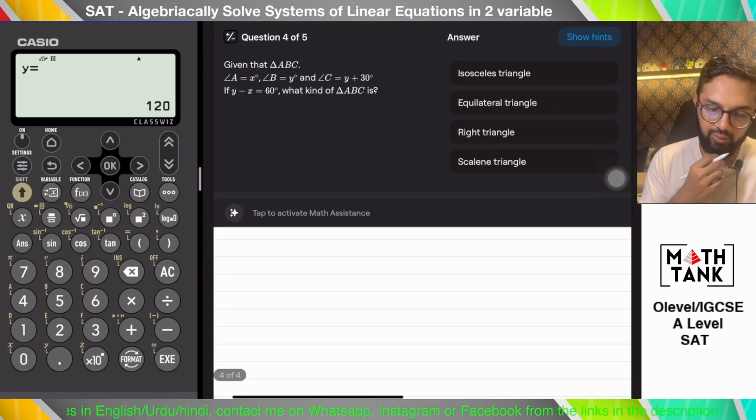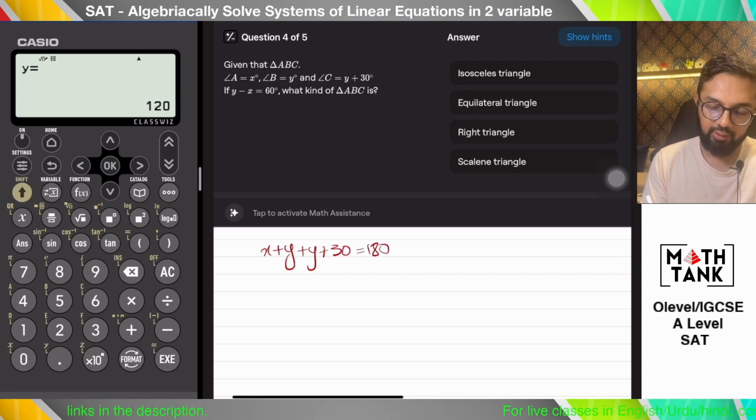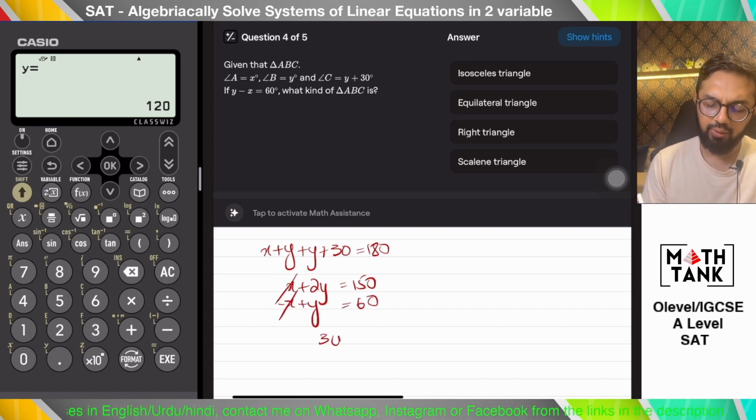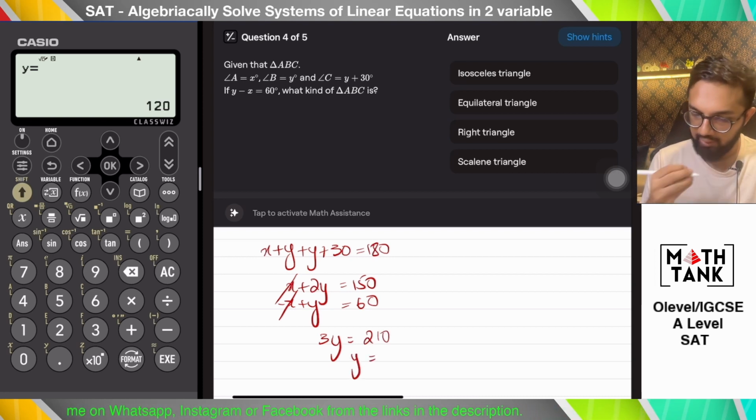Okay, now this is a triangle. What kind of triangle is ABC? The three angles should add up to 180. So x plus y plus 30 should equal 180. So x plus 2y should equal 150. And minus x plus y is equal to 60. So although I could do this on a calculator, y equals 70.